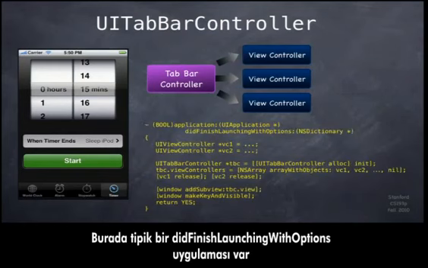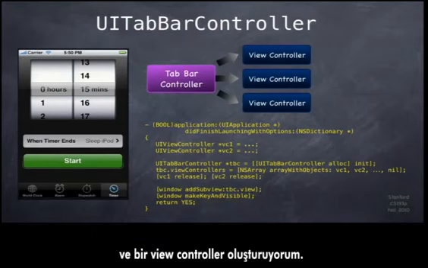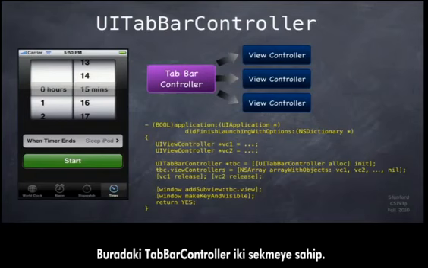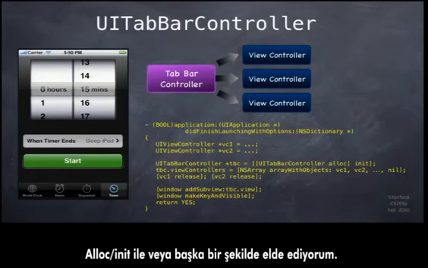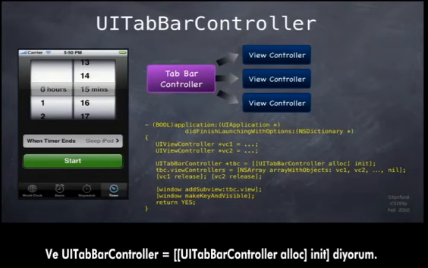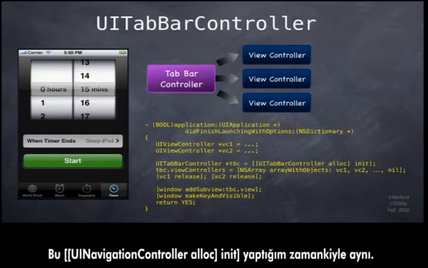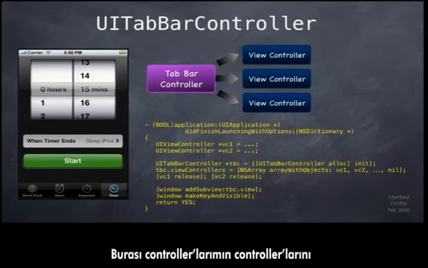So here's a typical application didFinishLaunchingWithOptions. And I'm going to build a view controller, or tab bar controller, that has 2 tabs in this example. So first couple lines there, I'm just getting my view controllers somehow. I'm alloc initting them, or somehow I get them. Then I'm saying UITabBarController equals UITabBarController alloc init. This is just like when I did UINavigationController alloc init. Here's where I'm creating and initializing my controller of controllers, my tab bar controller in this case.